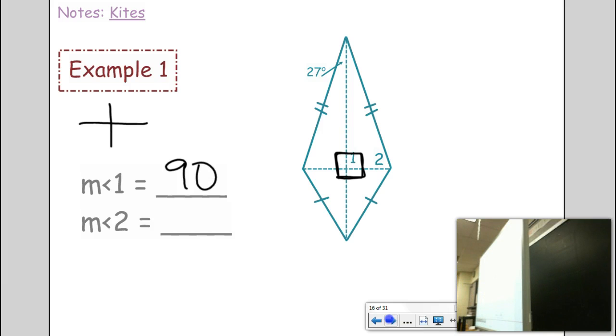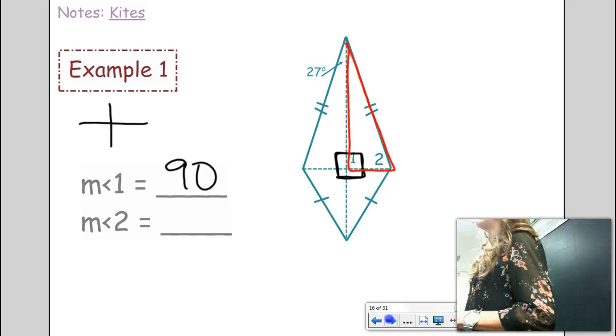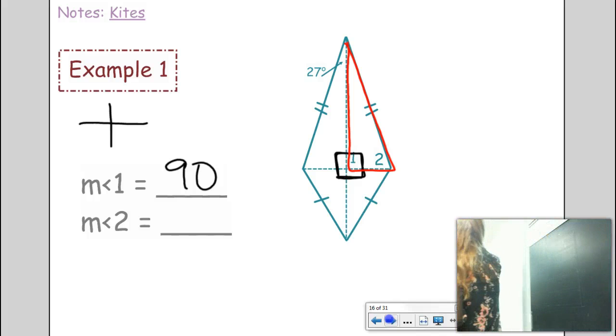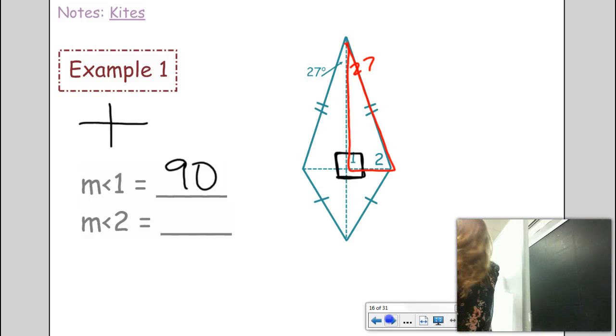Okay, who wants Austin? Angle 2. Angle 2. So, that's a right triangle, right? It's not 27. That's a right triangle. This is 27, because remember, guys, it's symmetrical. It's a mirror. Whatever it is on this side, it is on this side. So now we need to find this one.